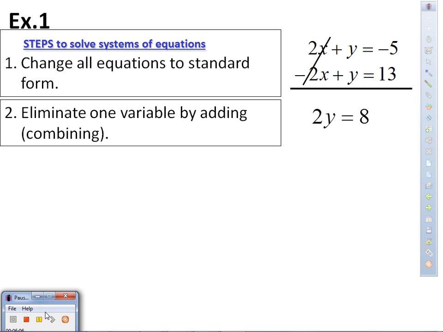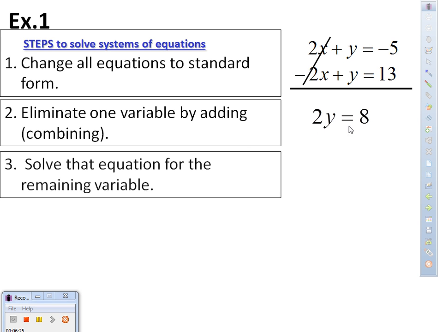All right, here we go. Let's go over our steps. Step 1, did we change into standard form? Yes. Step 2, did we eliminate one of the variables? Yes. Let's look at step 3. We're going to solve for the remaining variable. How can I solve this? Divide by 2. We're left with y equals 4. Copy that, please.